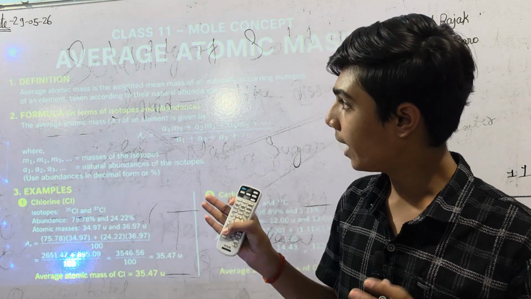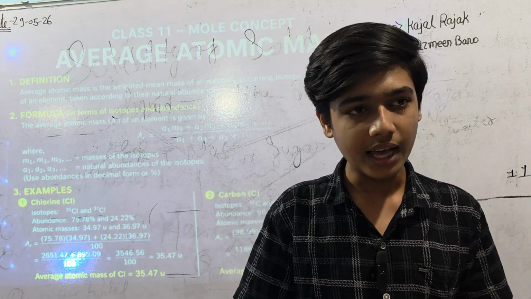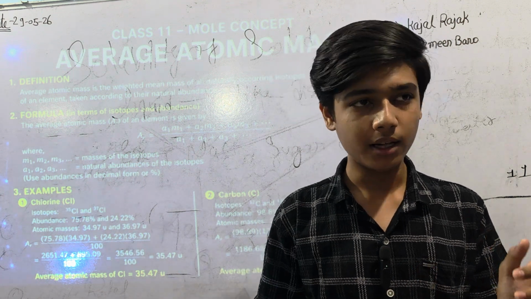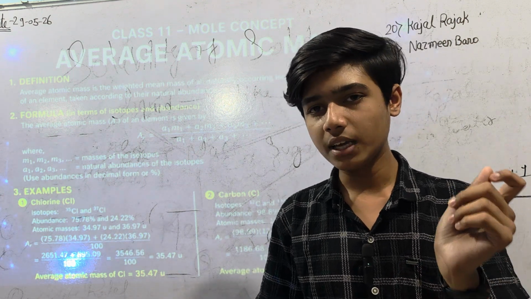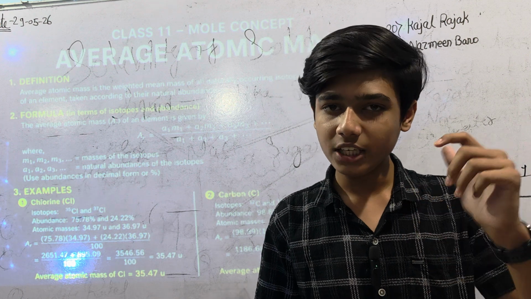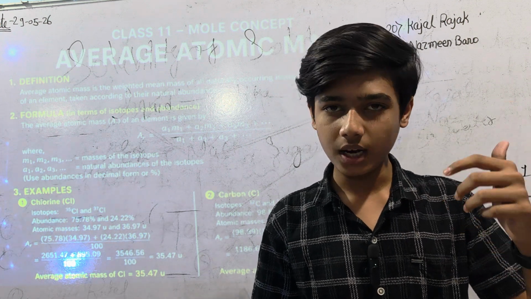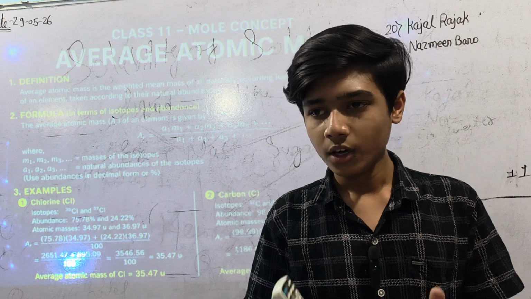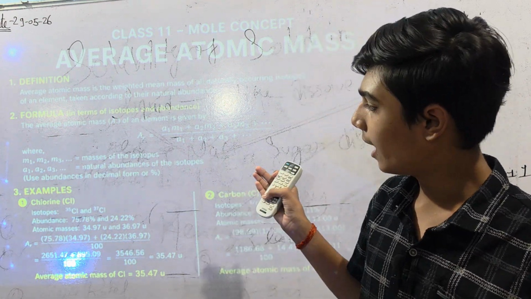Because of the average atomic mass, which can be calculated with this formula: the average atomic mass is simply the multiplication of the isotope mass with its abundance, plus the second isotope multiplied with its abundance percentage, all divided by 100. So by this we can calculate the average atomic mass.